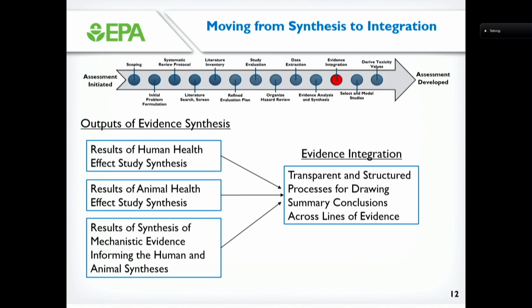So for evidence synthesis, we're again looking at the results of human studies and animal studies, and we're thinking about mechanistic information and the way that it informs those judgments. Our philosophy is that mechanistic information, especially if you have robust phenotypic evidence, is not required. It's kind of a nice to have if you can tell that story. And then moving on, we think about evidence integration.